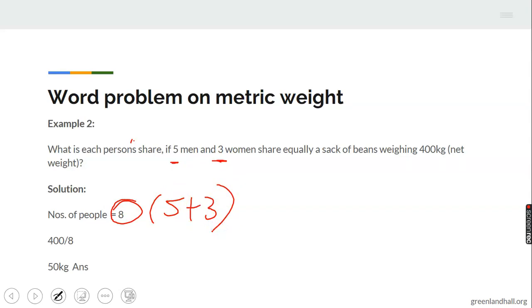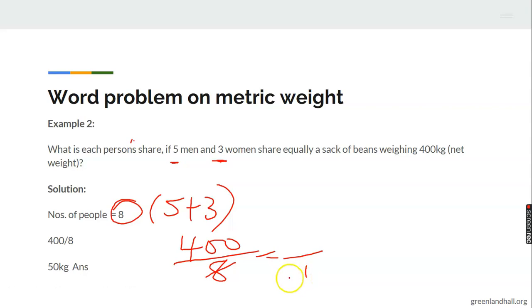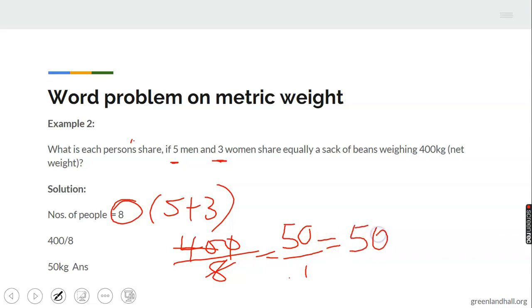So, how many kilograms of beans do they all have to share? That's 400 kilograms. So what do we have? 400 kilogram. Divide. We share it among how many people? 8 people. So what do we have? 8 here 1. You know 8 can divide 40. That's why we are using it. 8 in 40. 8 times 5 will give us 40. Then 8 in 40 is 5. And 8 in 0 is what? That's 0. So we have 50 divided by 1. And that's what? 50. Is that taken?